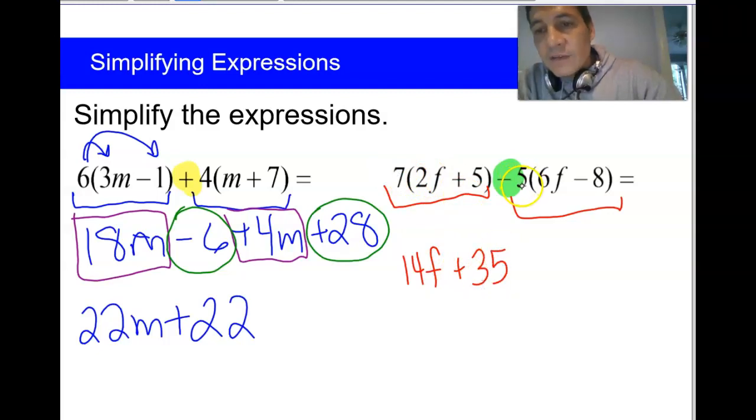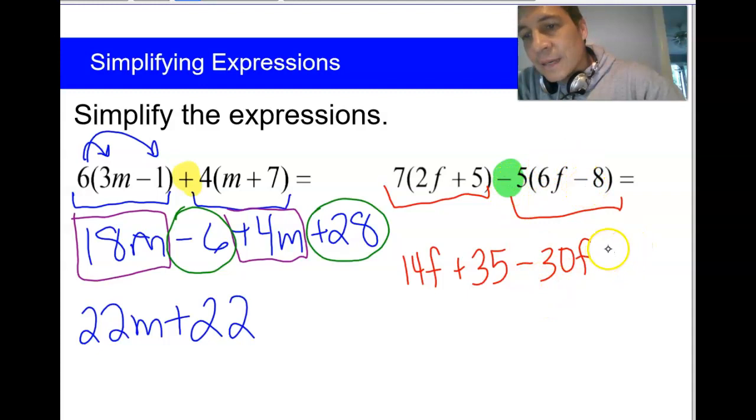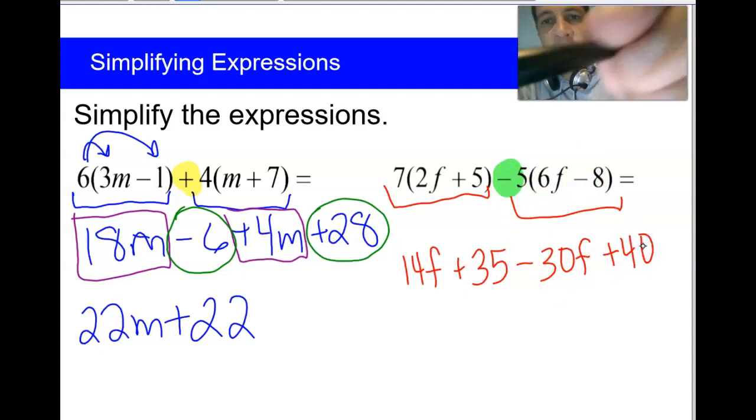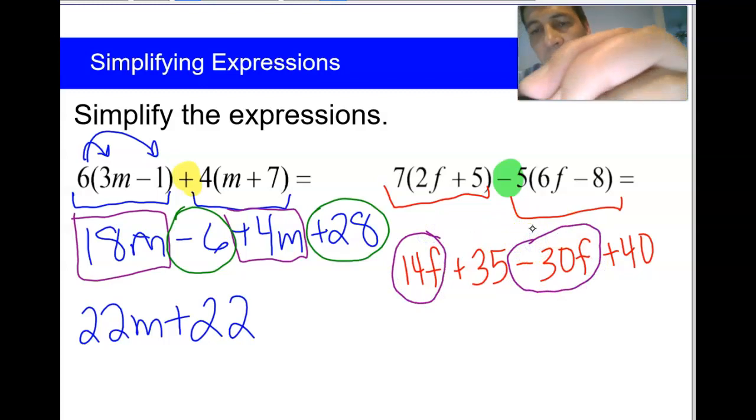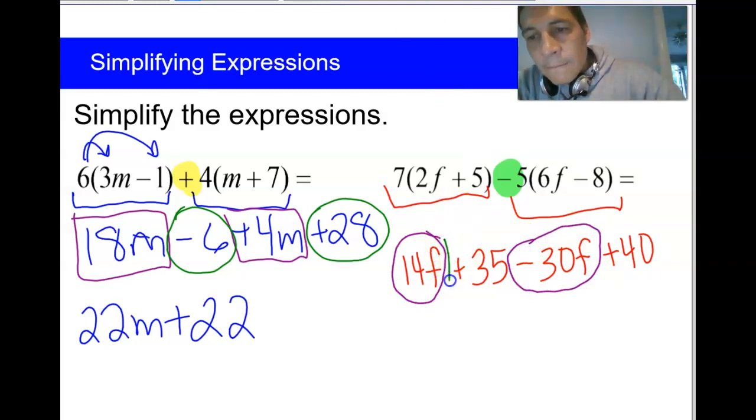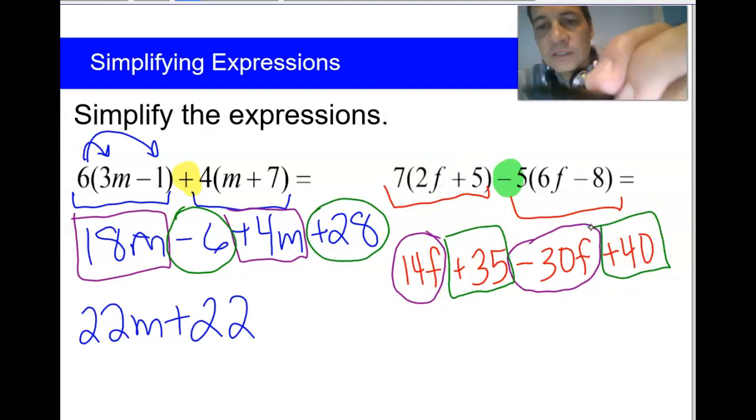But again, this 5 that I'm going to distribute next is negative because of the minus sign in front of it. So negative 5 times 6f, negative 30f. And negative 5 times negative 8, that is a positive 40. So I put the plus sign in front of it. Now let's find the like terms. 14f, negative 30f. Remember to grab the sign in front. Positive 35, positive 40. Those are like terms.